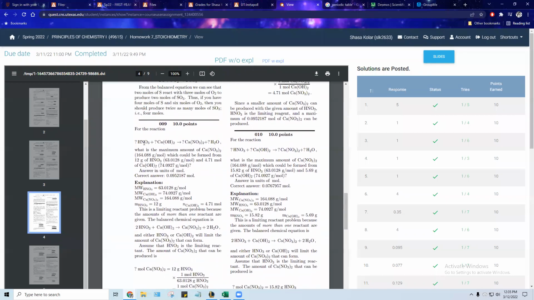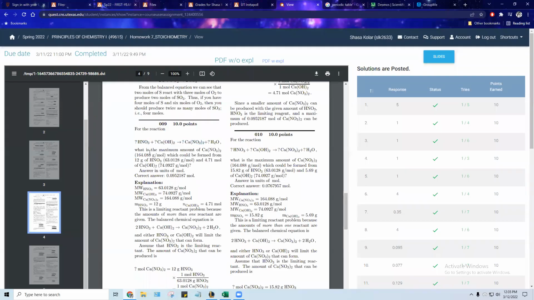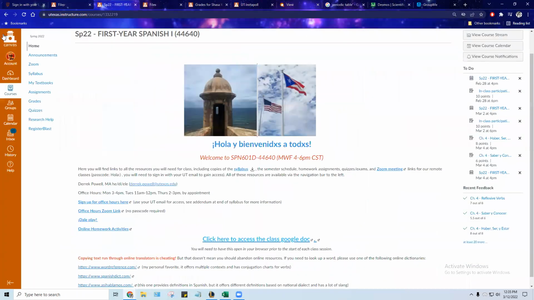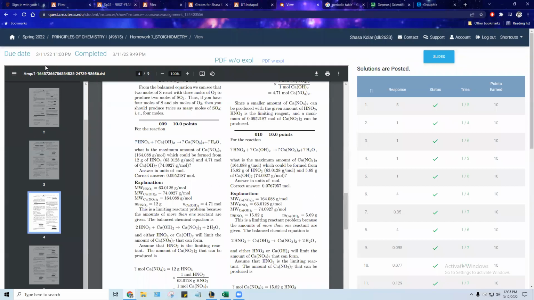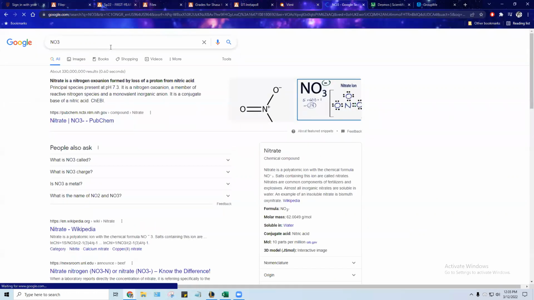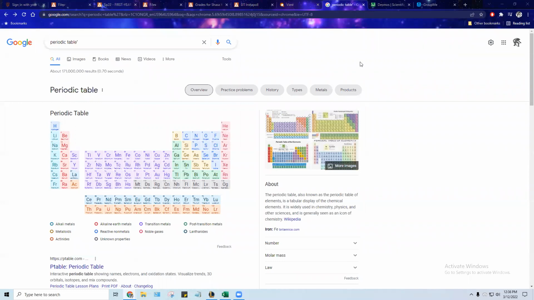This looks like a little bit more complicated one. So let's go ahead and delete this. So for number 9, it gives us this equation, and it says, what is the maximum amount of ammonia which could be formed from NO3? No, it's nitrate. What's ammonia? Ammonia is NH3. Right, right.